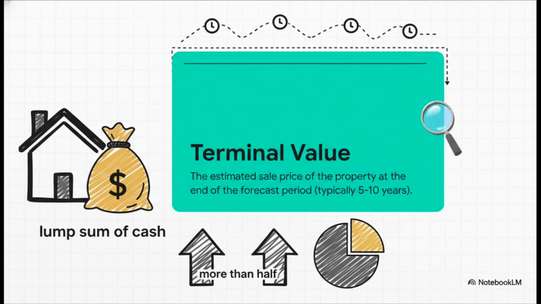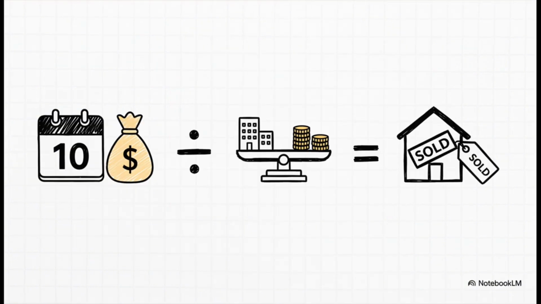Basically, it's the giant lump sum of cash an investor expects to get when they finally sell the property, usually about 5 or 10 years down the road. And get this, one single number often makes up more than half of the property's entire calculated value. It's huge. So how in the world do you estimate a sale price that's years in the future?